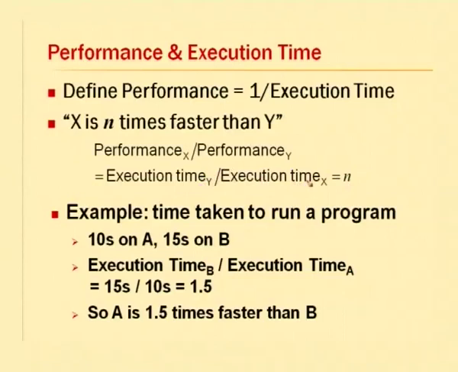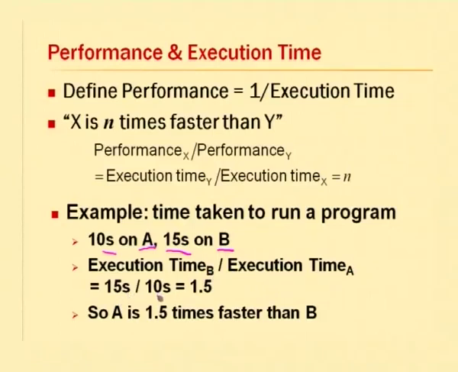So let's take an example here. Let's say the time taken to run some program on a machine A is 10 seconds. And on a machine B, let's say it is 15 seconds. Now, if you are looking at comparing the performance of these two machines, we say that execution time of B divided by execution time of A, what would that be?